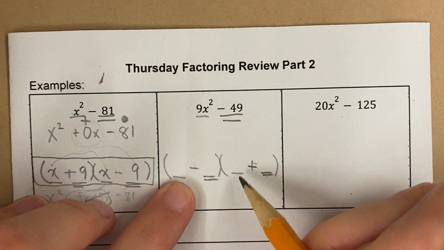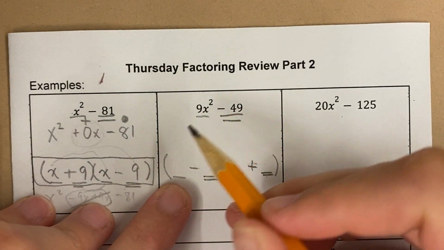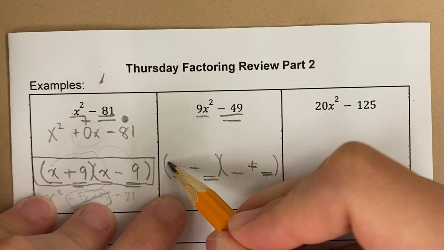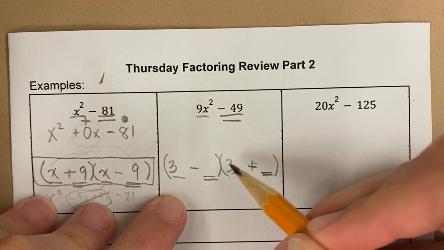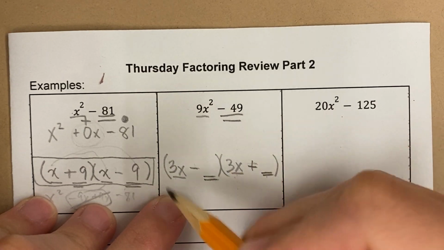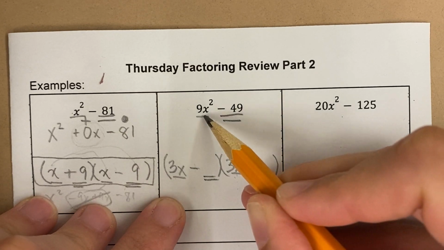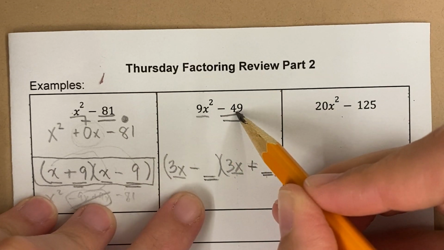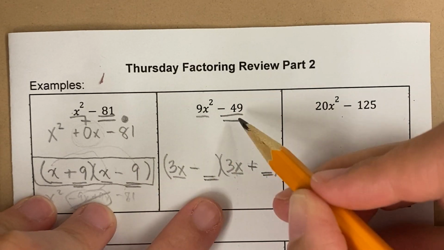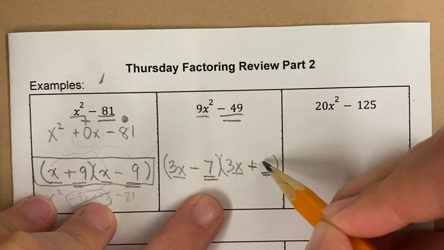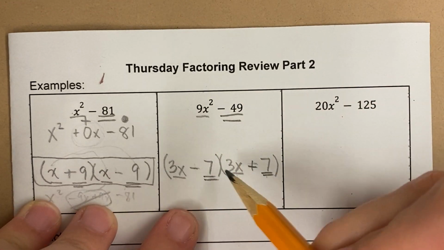So what can I multiply by itself and get 9x squared? Well, the square root of 9 is 3. So 3 times 3 is 9. And x times x is x squared. So 3x times 3x is 9x squared. Now for 49, what can I multiply by itself and get 49? The square root of 49 is 7. So this is 7 times 7. So this is the answer.